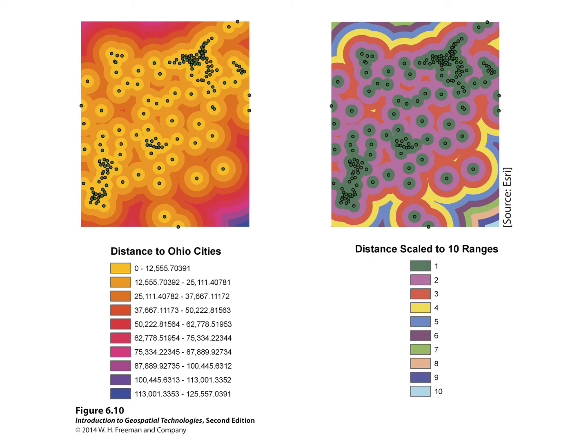Now on the right, they've scaled this to 10 different ranges instead of these different classes. Very similar kind of a setup. Basically what it does differently though is it just divides it into 10 groups and sets it like that.